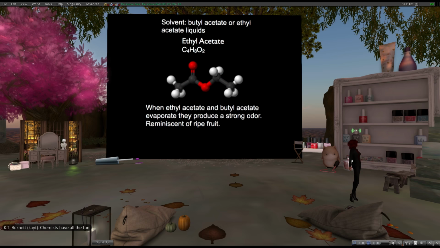So here's a picture of the small molecules. Ethyl acetate is a tiny molecule. It has a high vapor pressure. It's liquid, but evaporates very quickly. The nail polish also contains butyl acetate, and when they evaporate, they give you the aroma of nail polish, which is reminiscent of ripe fruit, I believe. And in this model, the blacks are the carbon, the reds are the oxygen, and the whites are the hydrogen, same as in the last one.